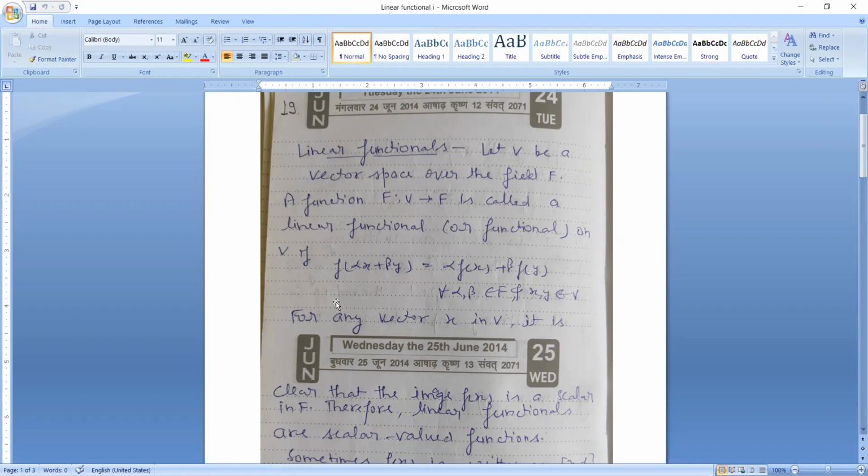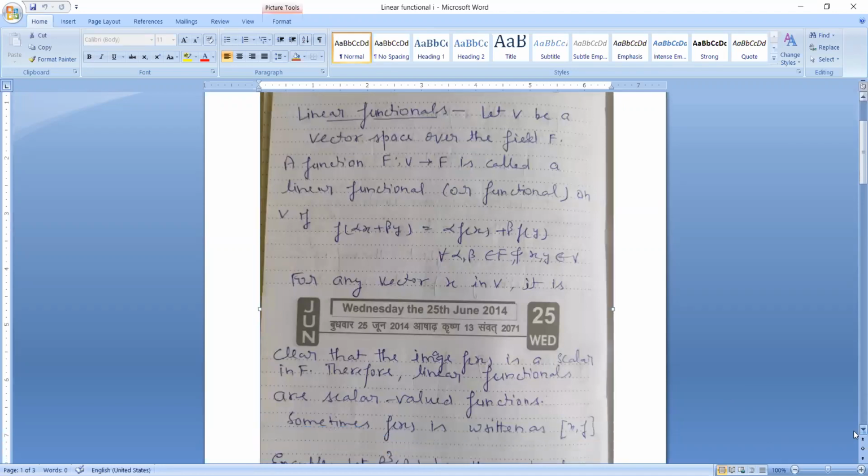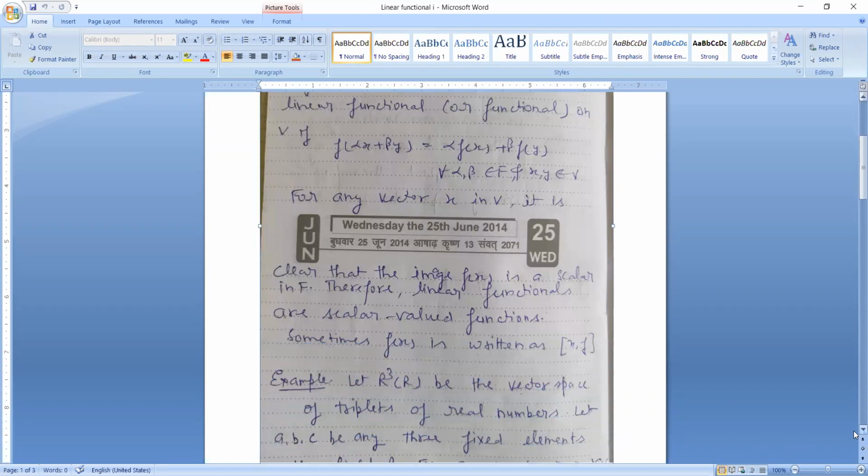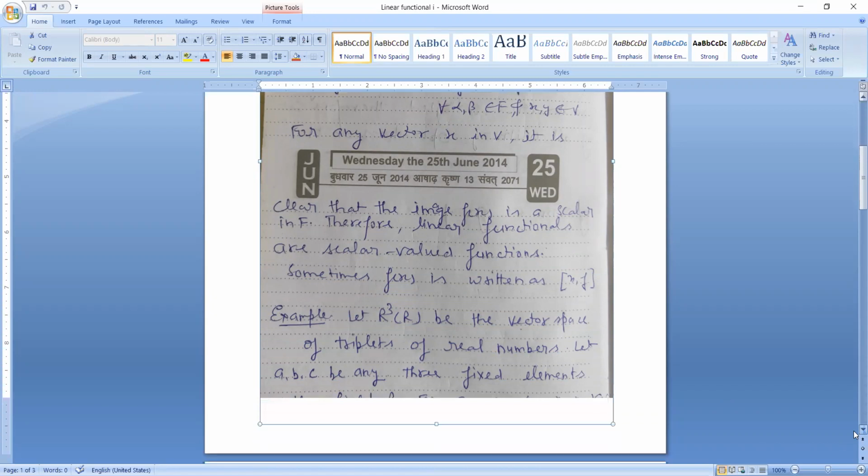For any vector x in V, it is clear that the image f(x) is a scalar in F. Therefore, linear functionals are scalar valued functions. Sometimes f(x) is written as the bracket x comma f.